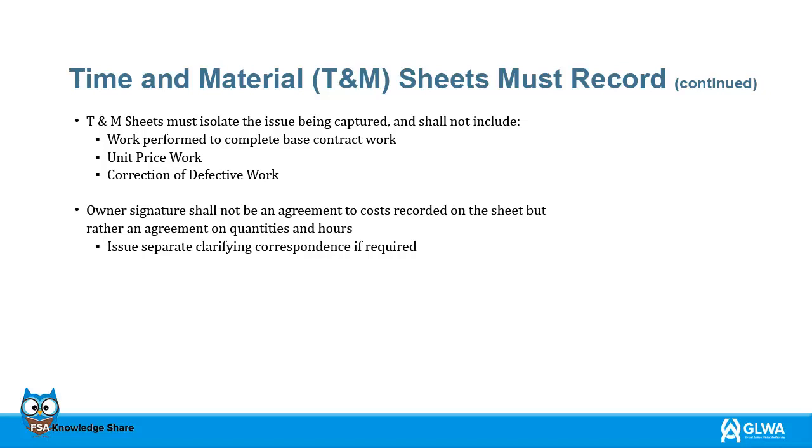Time and material sheets must isolate the issue being captured and shall not include the following: work that was performed to complete a base contract work, any unit price work, and correction of defective work. The owner's signature will not be an agreement to costs that are indicated on the sheet, but an agreement on quantities and hours. If there is an issue, then there needs to be a separate clarifying correspondence if needed.